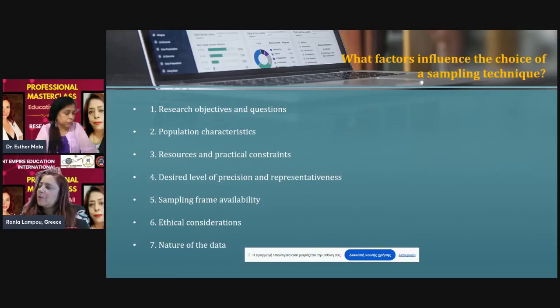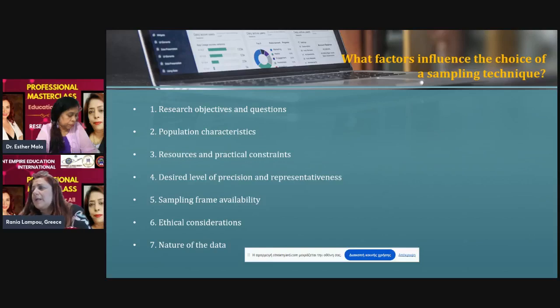The desired level of precision and representativeness. If representativeness is critical, for example, for statistical inference, then probability sampling is preferred. For in-depth understanding or specific insights, non-probability sampling is sufficient. For sample frame availability, whether a complete and accurate list of the population exists, this affects the method.